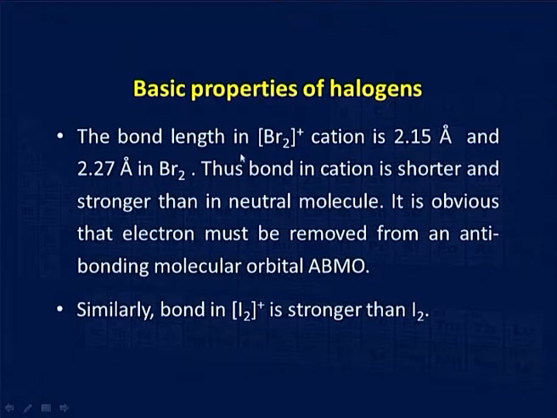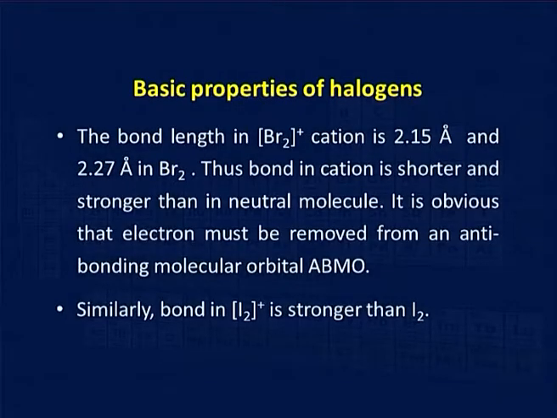The bond length in the bromine cation is 2.15 angstrom, and 2.27 angstrom is found in the pure bromine molecule. Thus, the bond in cationic bromine is shorter and stronger than that in the neutral molecule of bromine. So, it is obvious that the electron must be removed from an anti-bonding molecular orbital, ABMO. This anti-bonding molecular orbital has higher energy compared to the bonding molecular orbital. Similarly, the bond in I2+, the cation of iodine, is stronger than in the iodine molecule.